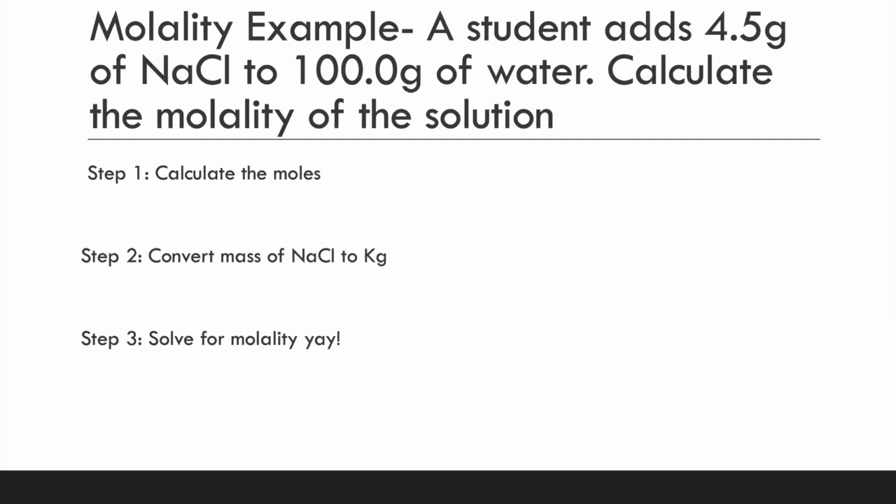Now, let's move on to the next one. Molality. So we just did molarity. Now we're doing molality. I don't know why I'm yelling. I think quarantine is getting to me, you guys.